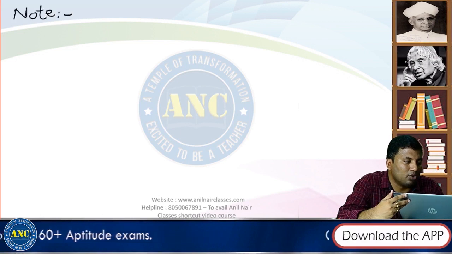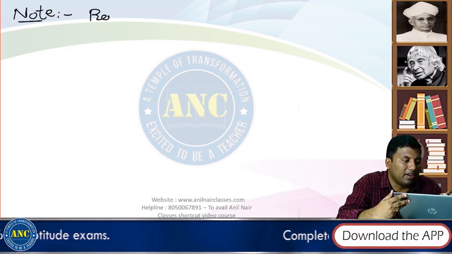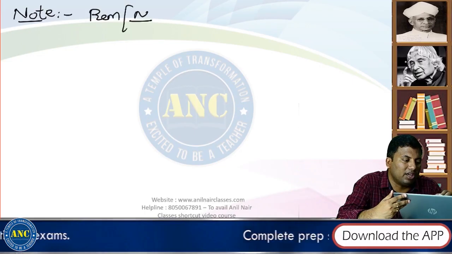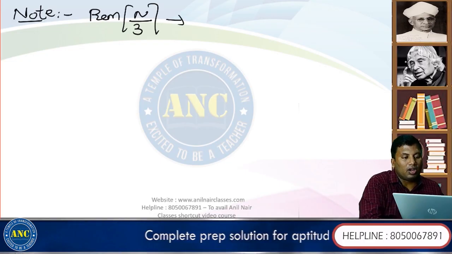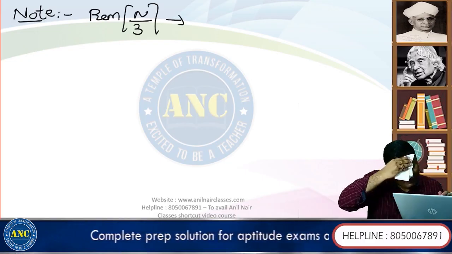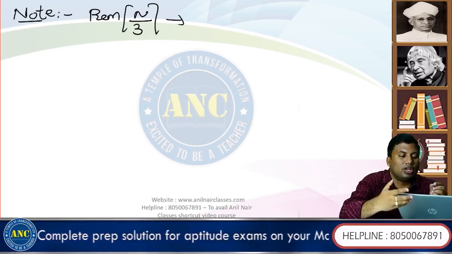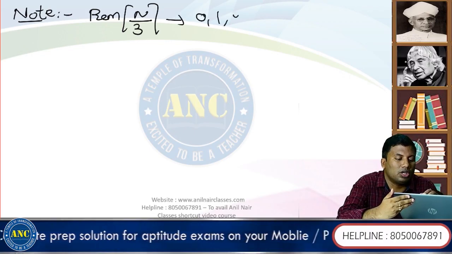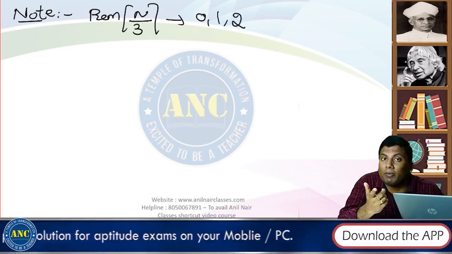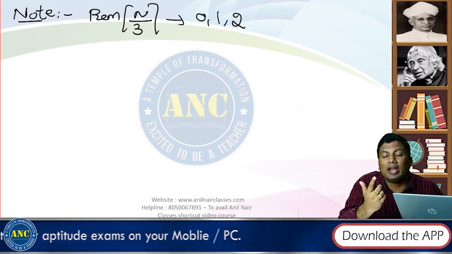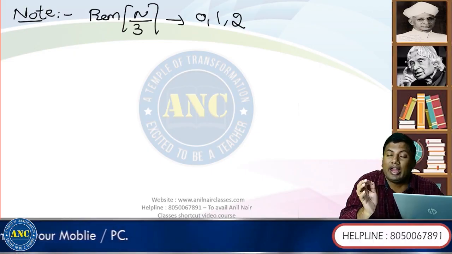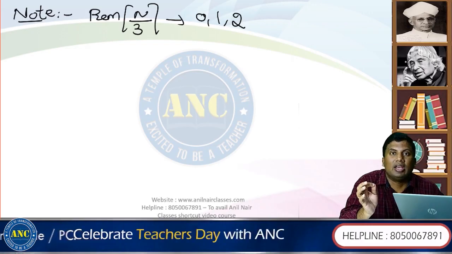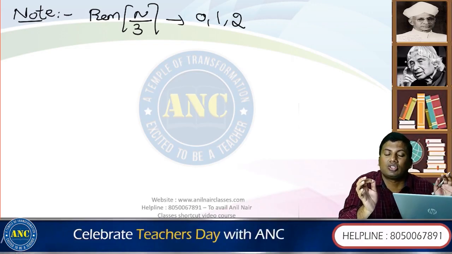Note. Suppose a number is divided by 3. What are all the remainders I will get? I will get the remainders 0, 1, 2. A number could be perfectly divisible by 3, a number can give a remainder 1, or a number can give a remainder 2. When a number is divided by 3, I will get the remainders 0, 1, 2.